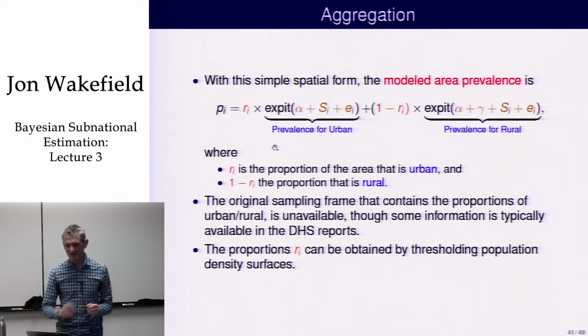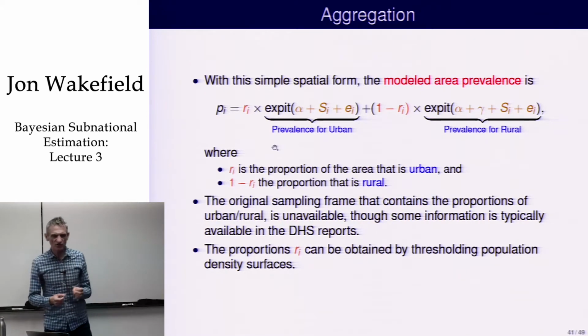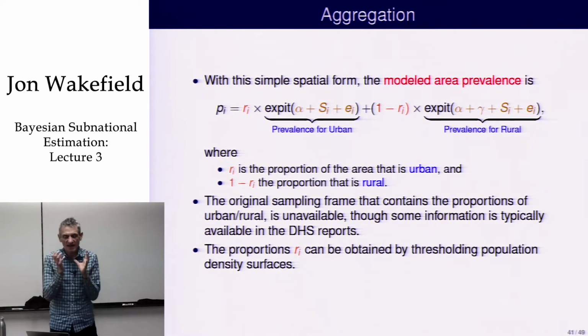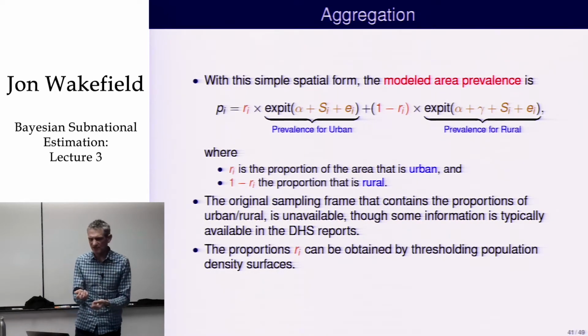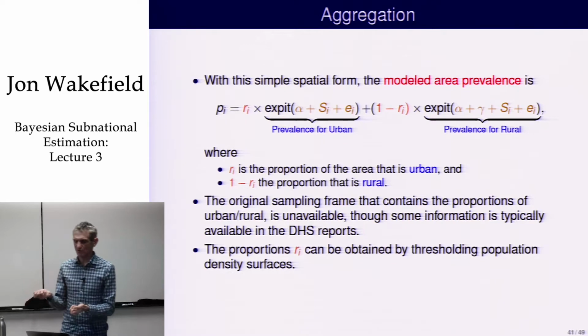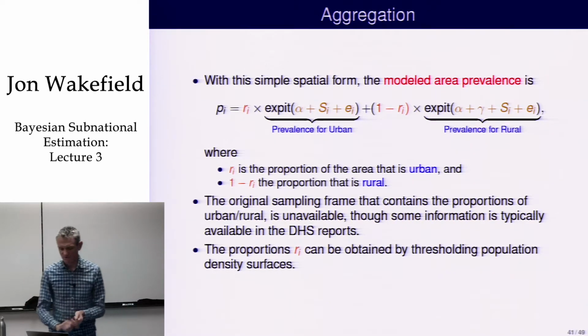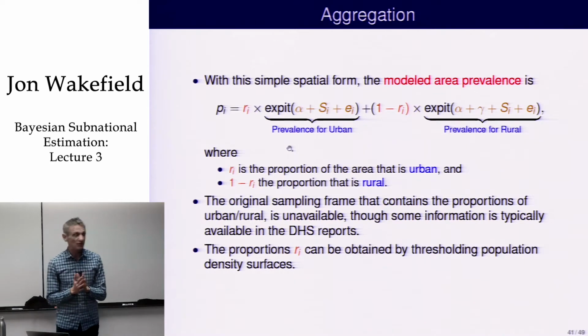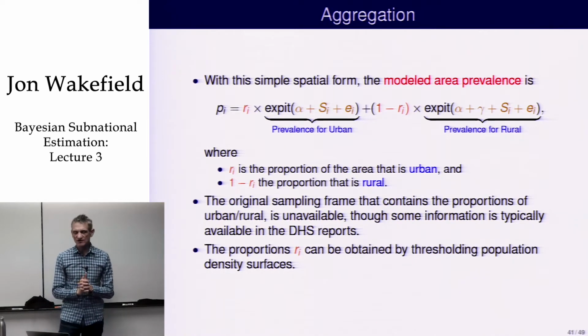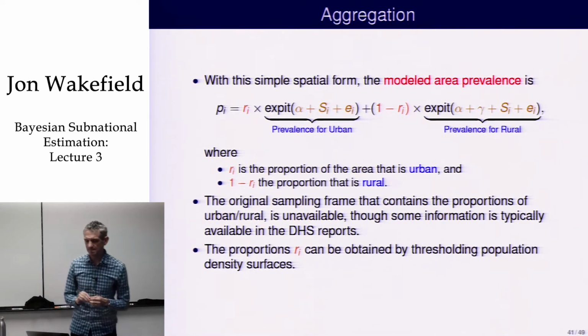So all we need to know to get this, the law of total probability says, to get the prevalence in the area we need to take the prevalence for urban, multiply by the probability of being urban, plus the prevalence for rural, multiplied by the probability of being rural. So that's what this calculation is doing. This is the prevalence for urban, prevalence for rural, and we're just weighting them appropriately. The one snag here is that we need to estimate this proportion of the area that's urban. That's typically not going to be available for the admin 2 areas, so we need to estimate that in some way.